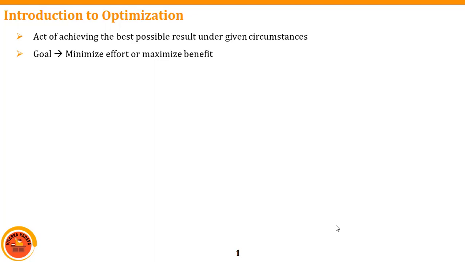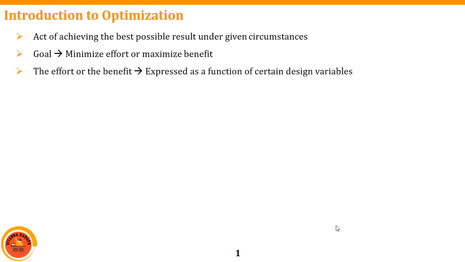And here it may be maximize or minimize. Sometimes it will be minimizing, sometimes maximizing. For example, if you take the cost criteria, in most cases we will go for minimization. Suppose I need to get more profits, then I need to go for maximization. So the goal will be either minimize or maximize, and this objective is going to be expressed in terms of some design variables, which are majorly input variables.